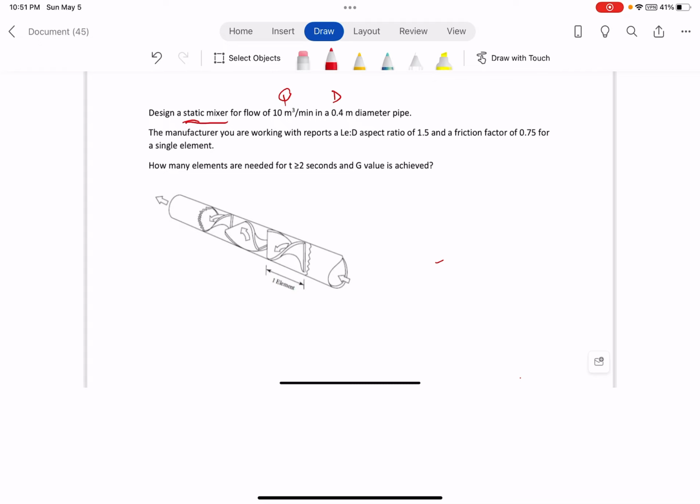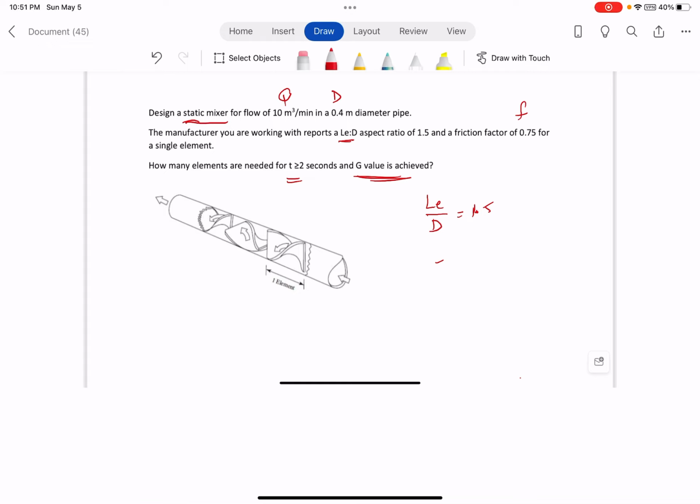The manufacturer you are working with reports that the length of every element over the diameter of the static mixer is 1.5. The friction factor is 0.75 for every single element. How many elements are needed when the time is greater than or equal to 2 seconds, and the G value is completely achieved?